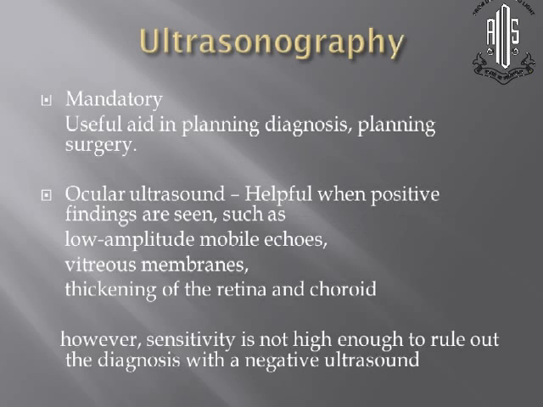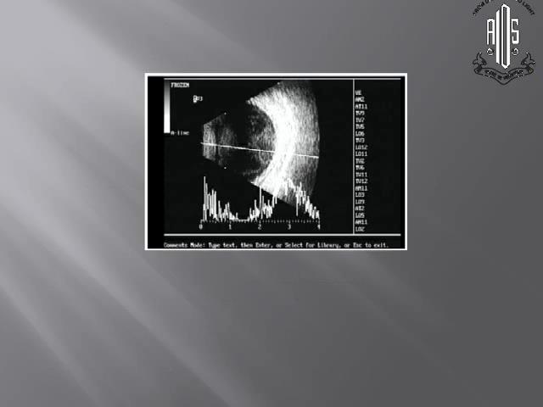Again, going to ultrasonography, now it has become mandatory. It is a useful aid in planning diagnosis and planning the surgery, vitrectomy surgery. It is helpful when positive findings are seen, such as low amplitude mobile echoes, vitreous membranes, and then there is thickening of the retina and the choroid. However, sensitivity is not high enough to rule out the diagnosis with a negative ultrasound. So these are some pictures of the ultrasound. You can see these low to medium reflective echoes in the vitreous cavity, especially the posterior vitreous cavity, which are mobile. This is another picture.